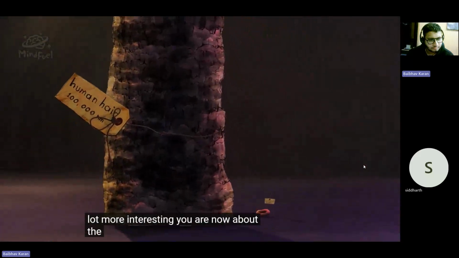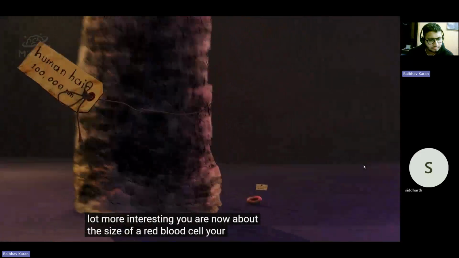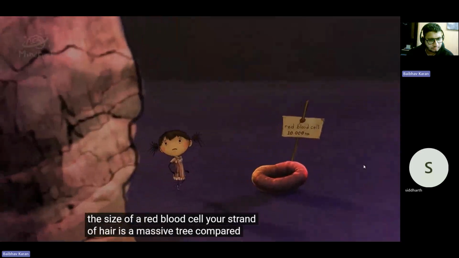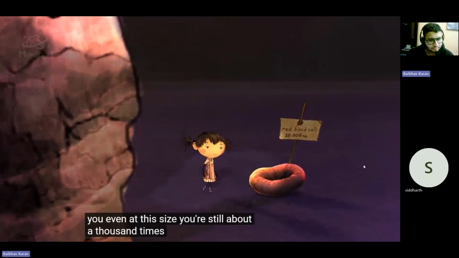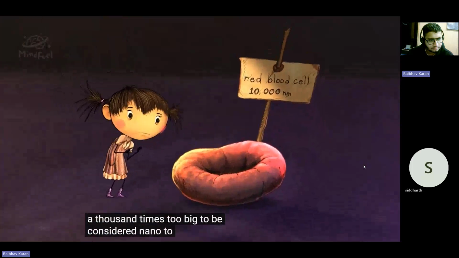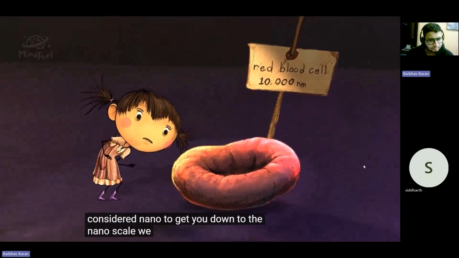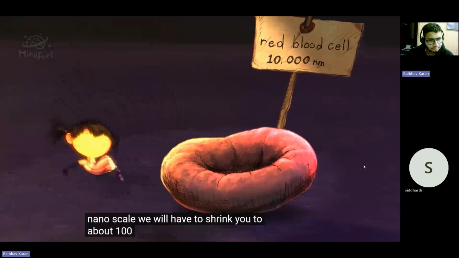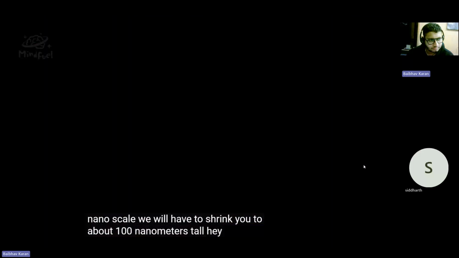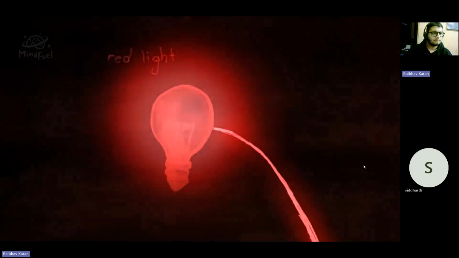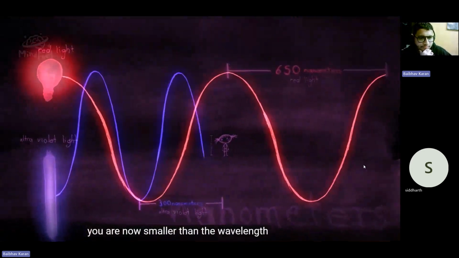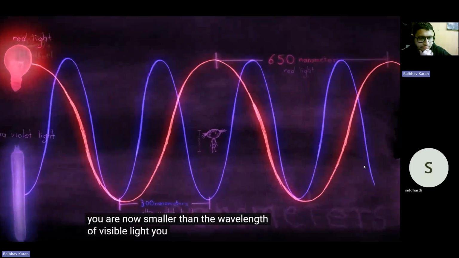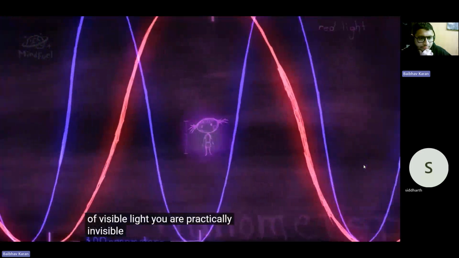You are now about the size of a red blood cell. Your strand of hair is a massive tree compared to you. Even at this size, you're still about 1,000 times too big to be considered nano. To get you down to the nanoscale, we will have to shrink you to about 100 nanometers tall. Hey, where are all the lights? You are now smaller than the wavelength of visible light. You are practically invisible.